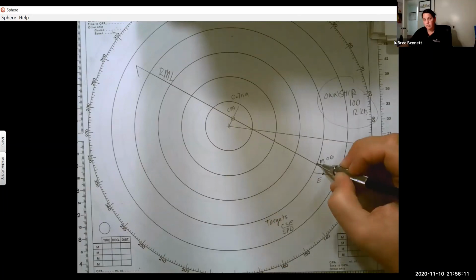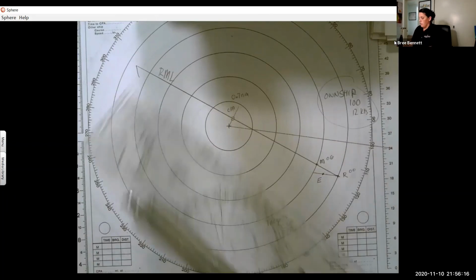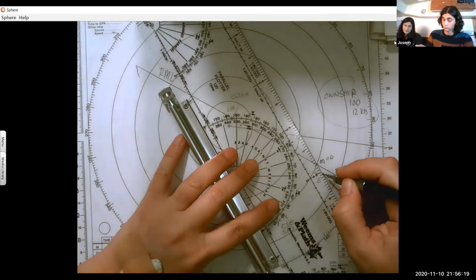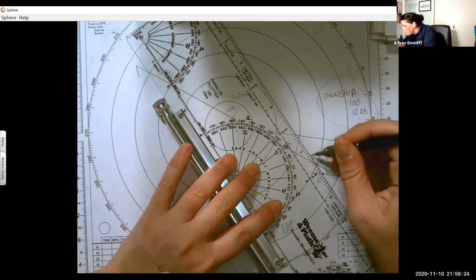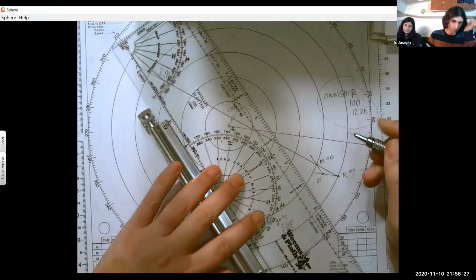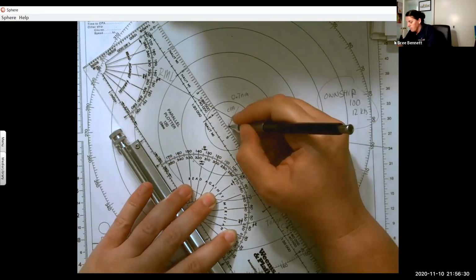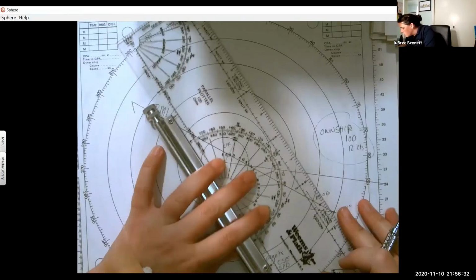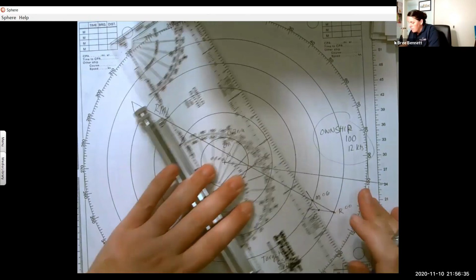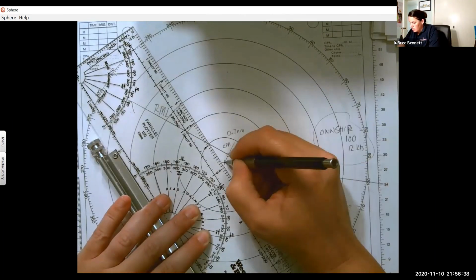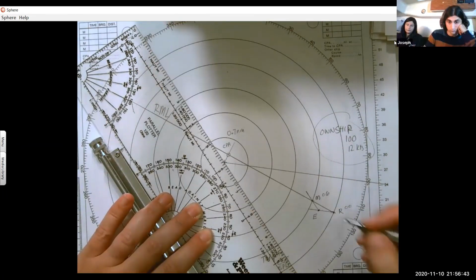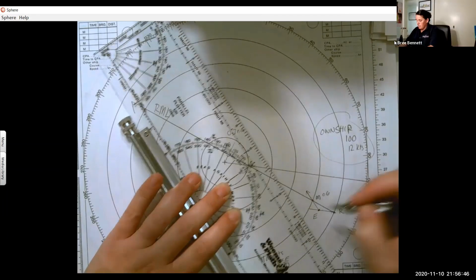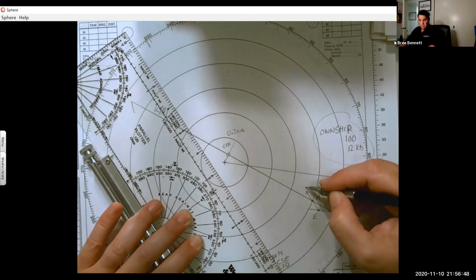So I'm going to be measuring the vector of E to M. So first I'll draw the line, E to M. Oops. That's all right. And then I'm going to bring it back to the center. Didn't work out. E to M. I bring it back to the center so that I can measure what its direction is. So that is E to M is that direction.